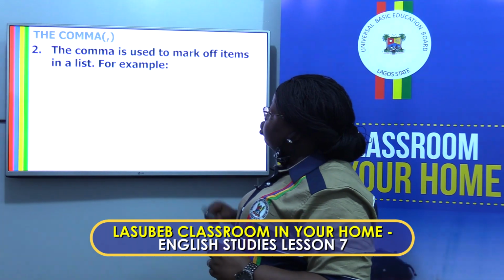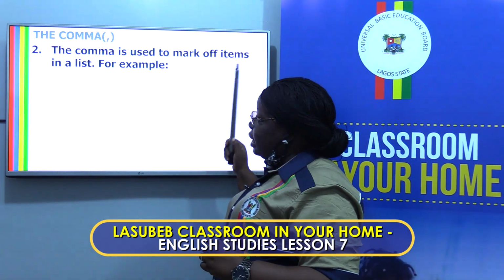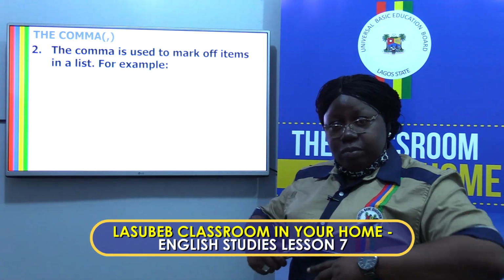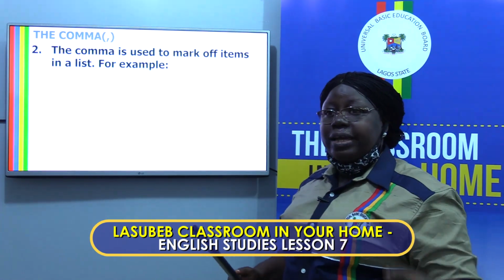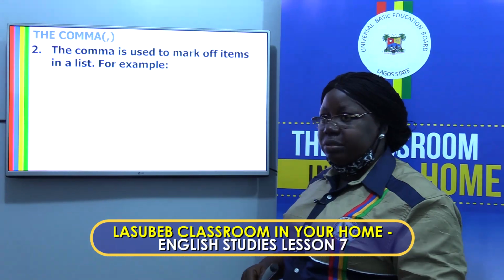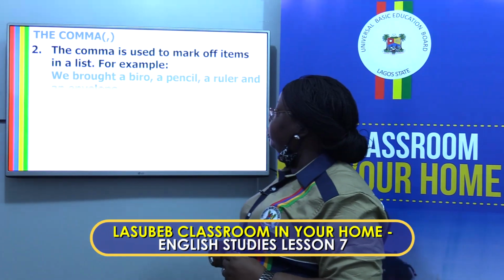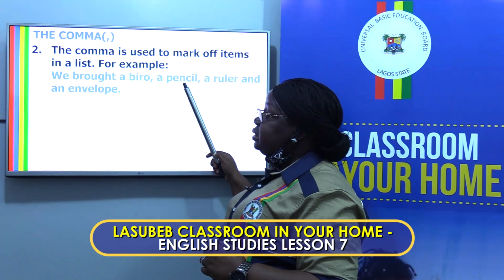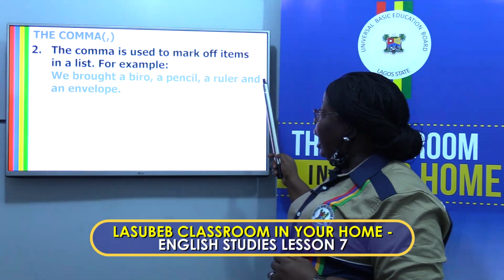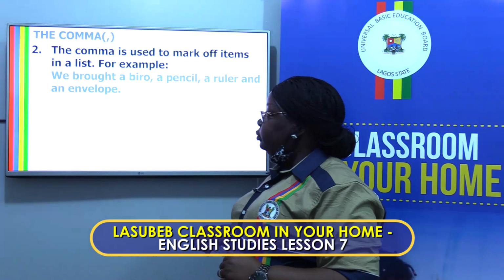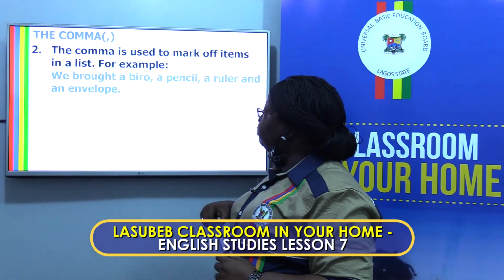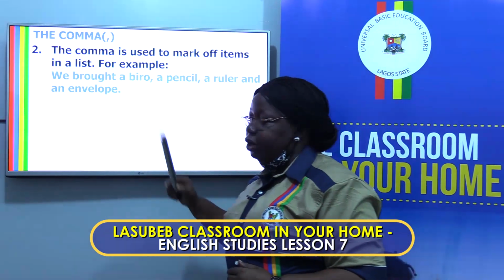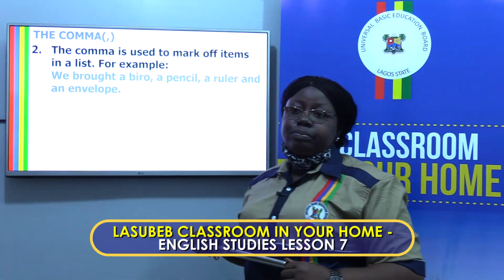The comma is also used to mark off items in a list. If you have a list and there are items there, the comma is used to mark off items in a list. For example, we brought a biro, a pencil, a ruler, and an envelope. Full stop.